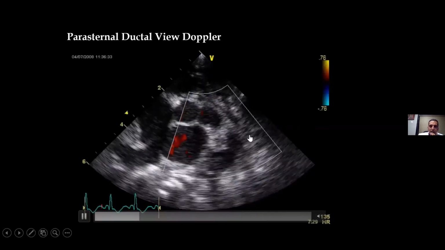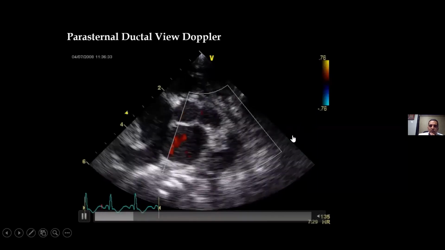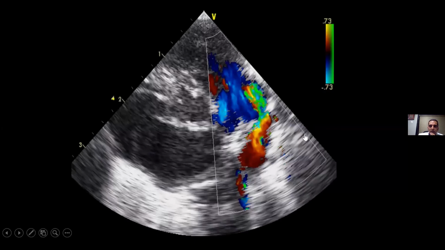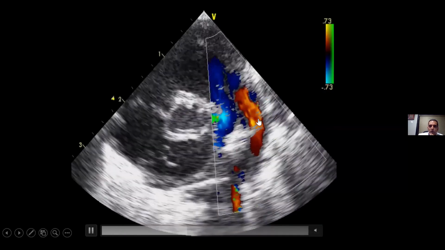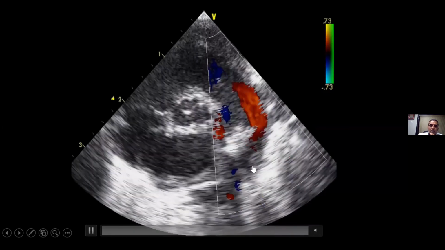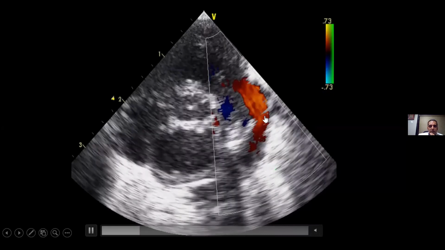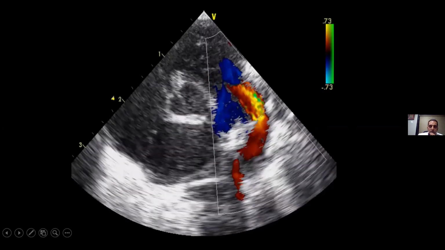Okay, so as you can see, two blues, but there is no red in between, so there is no PDA. But in this, you see descending aorta, pulmonary artery, and you see this red jet going up. So there is PDA and it is flowing predominantly left to right. That's how you will see the PDAs in this ductal view.